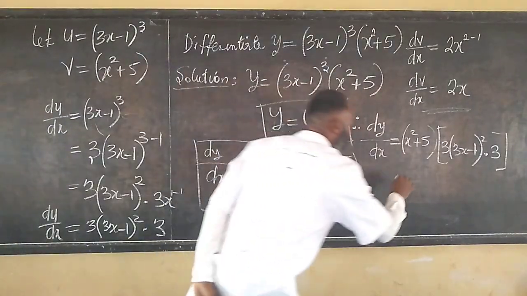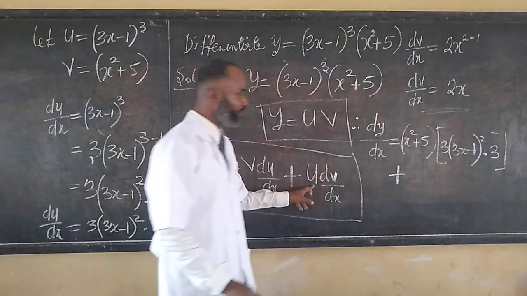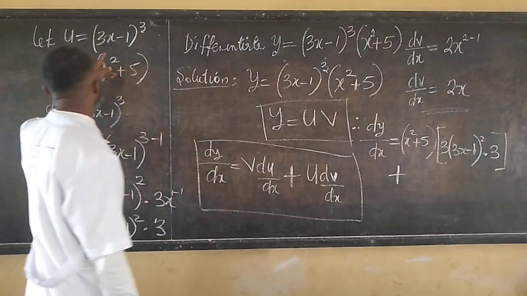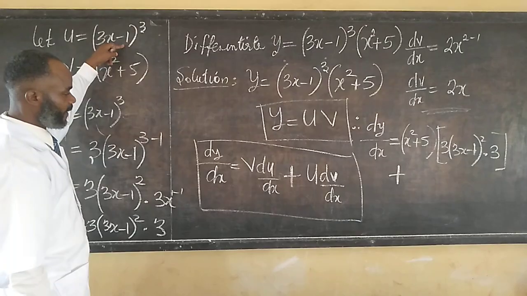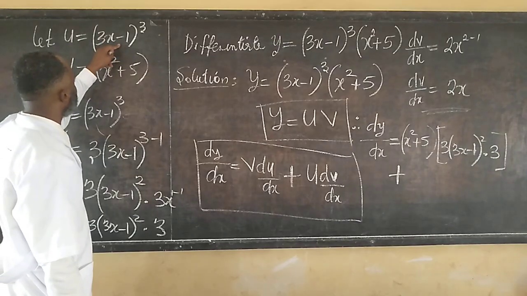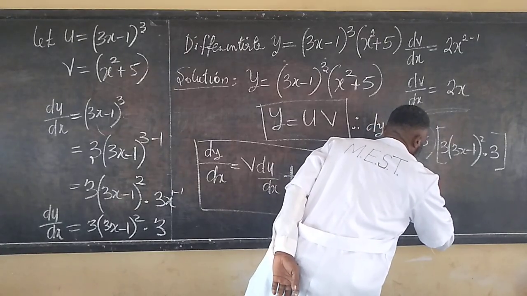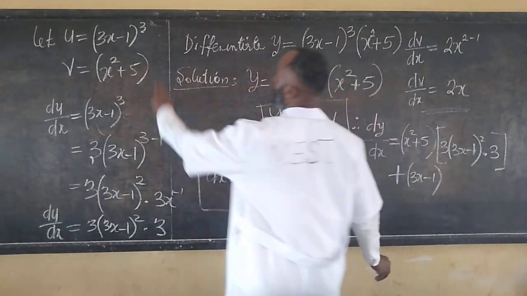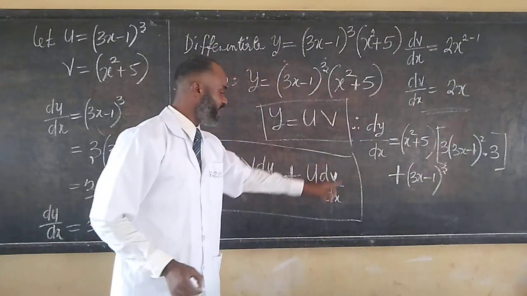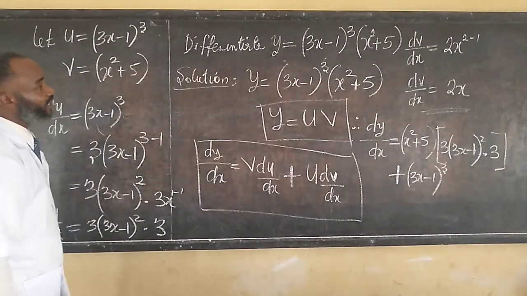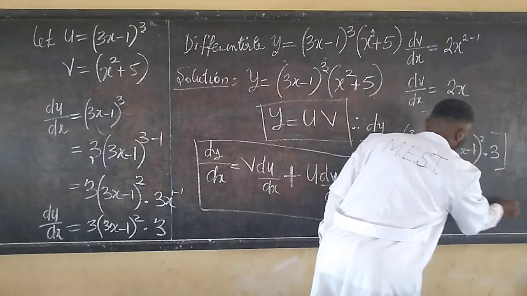Then the next thing is plus. Our connecting sign is plus. U, where is u? Our u is simply (3x minus 1). That's our u. Does it have any power? Yes, cube. We have cube there. And where is our dv/dx? Our dv/dx is simply 2x, dot 2x.